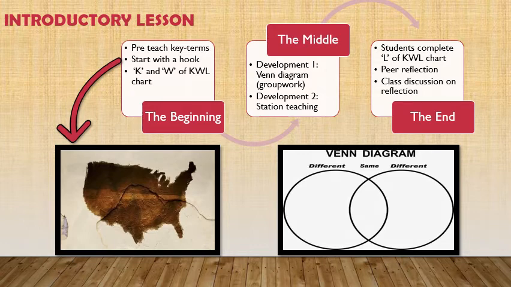After both developments are complete, we will move on to the end of the lesson, where students will be asked to complete the KWL chart. We will then find out what the students learned, while also having peer reflection and a class discussion on reflection. It is important that nothing new is discussed in this section, and that this section is kept for reflection and to discuss what the students have learned in the class.